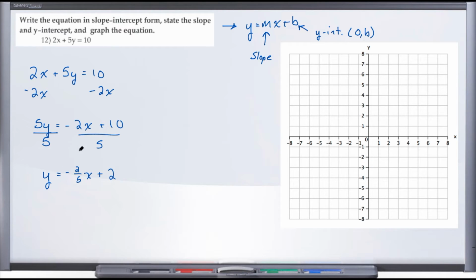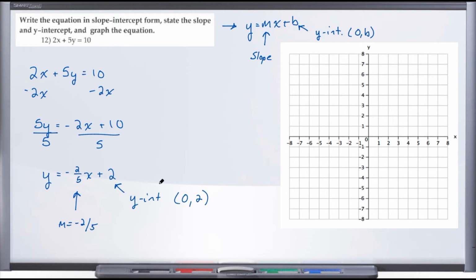And so now that we have rearranged our equation and it's in slope-intercept form, again, m, the number in front of the x, is our slope. So our slope for this line is negative 2 over 5. And our y-intercept is simply 2. So that is going to be (0, 2).